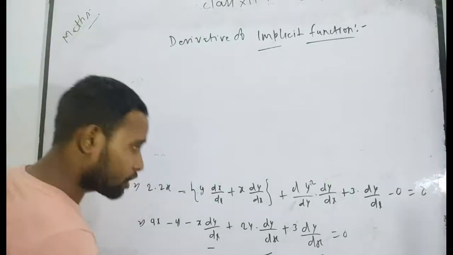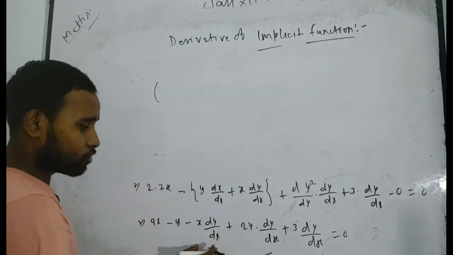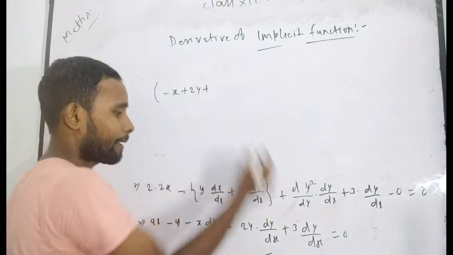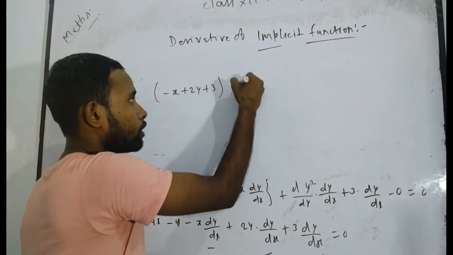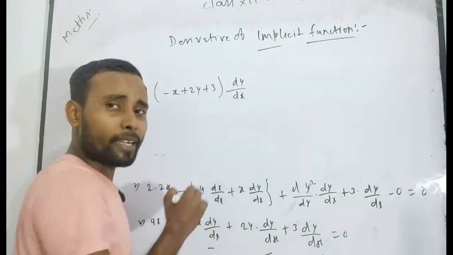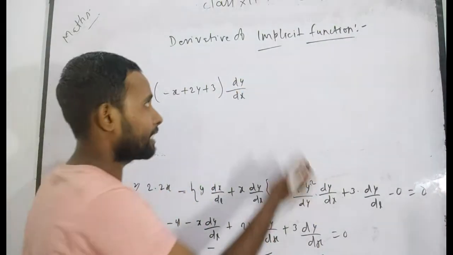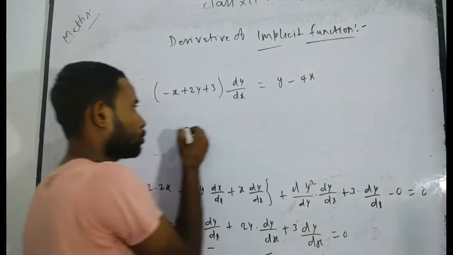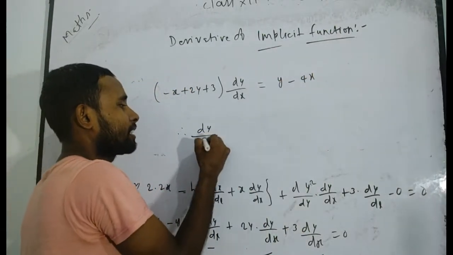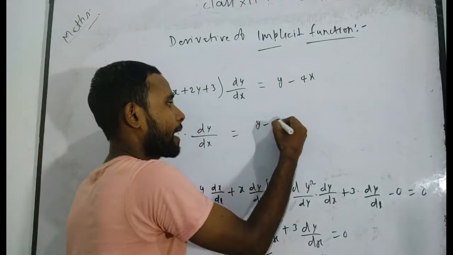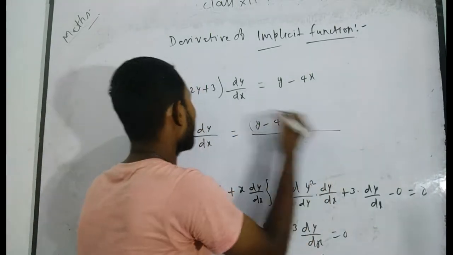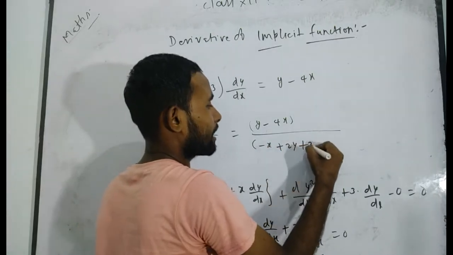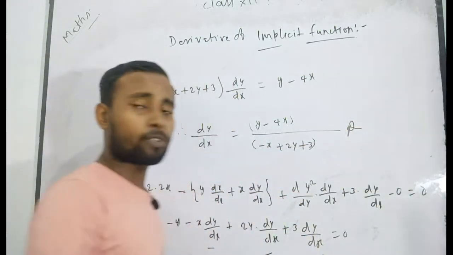Now I want to take dy/dx common out of it. In that case, you will get minus x plus 2y plus 3 into dy/dx. I have taken dy/dx common, and I want to take the rest to the RHS. In the RHS, you will get y minus 4x. So dy/dx is equal to y minus 4x divided by minus x plus 2y plus 3. This is your answer to this question.